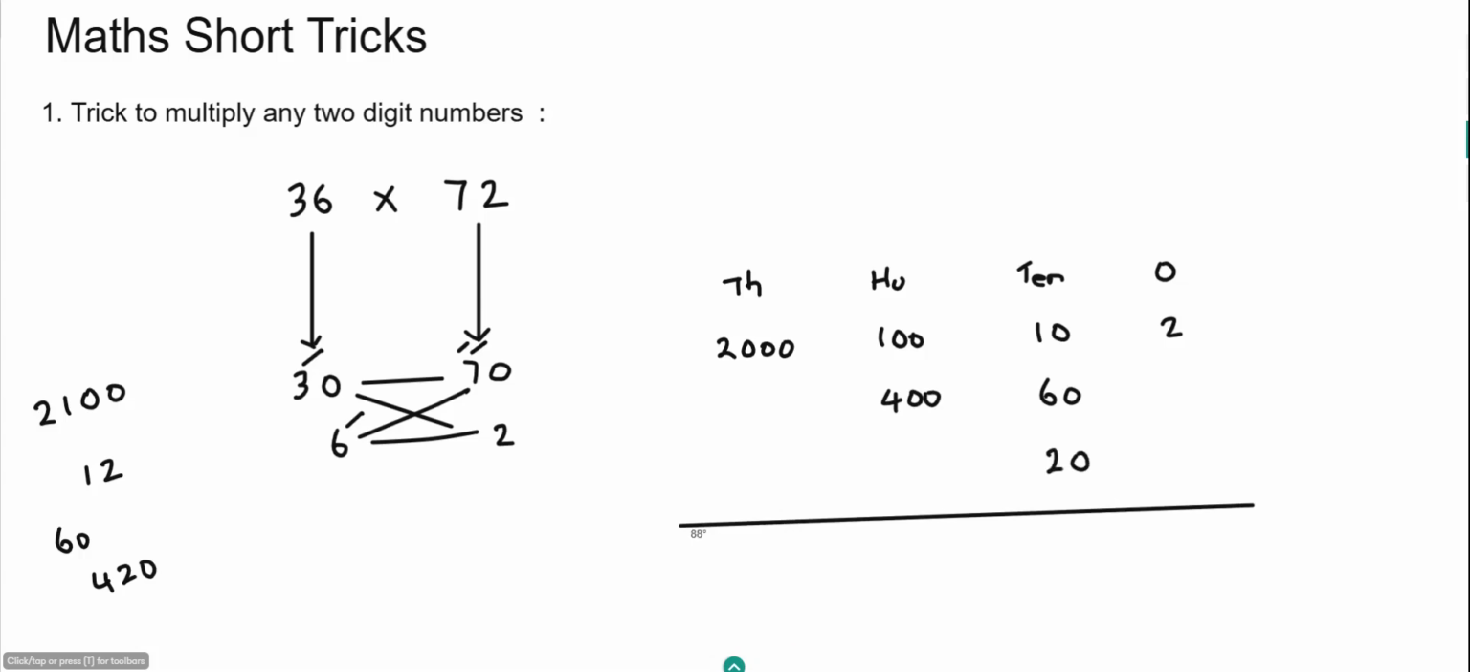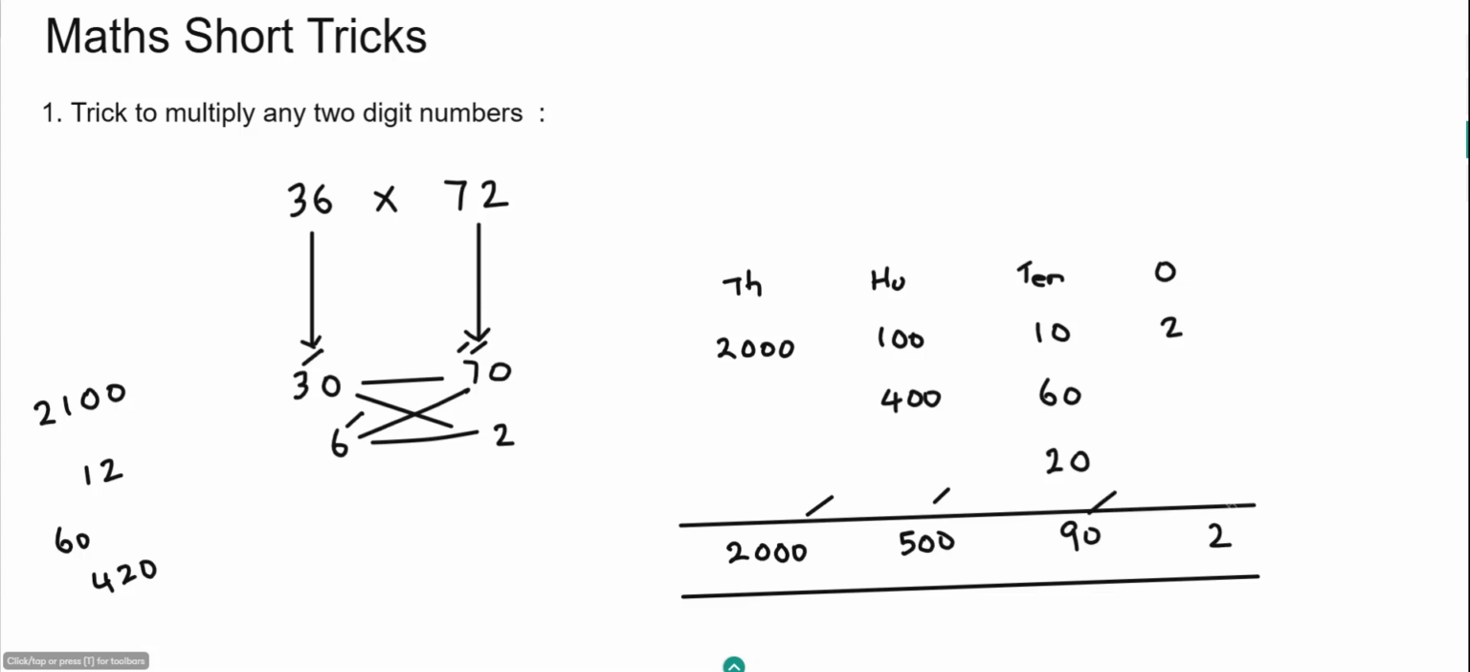Now it's easier to add these numbers. So this is 2, and this is 10 plus 60, 70 plus 20, this is 90, and then 100 plus 400 is 500, and finally we have this 2000. So as you can see here, this is the result of the product. We can read it just like that. It is 2592. So the product of these two numbers is 2592.